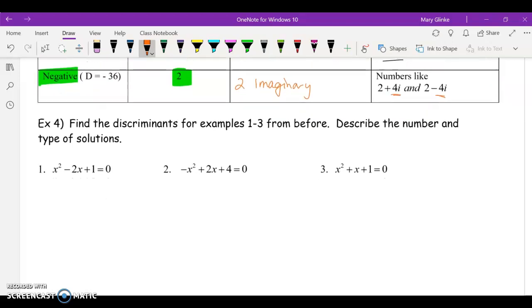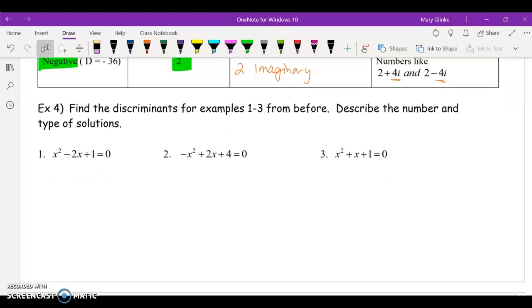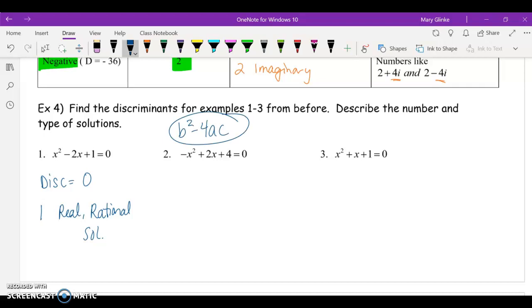So we're going to take the exact 3 problems from before and we're going to identify the discriminant and tell the number and type of solutions. So you can look back in your notes if you want. Your discriminant for number 1 was 0. We did get 1 real solution and it was rational. For number 2, again, the discriminant is b squared minus 4ac. So if you go back and look at the part under the square root for this one, your discriminant was 20. And we ended up getting 2 real solutions, but they were irrational.